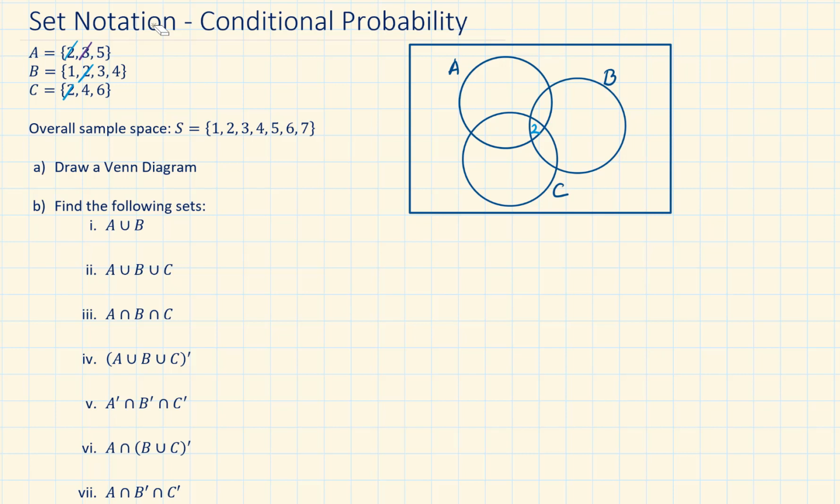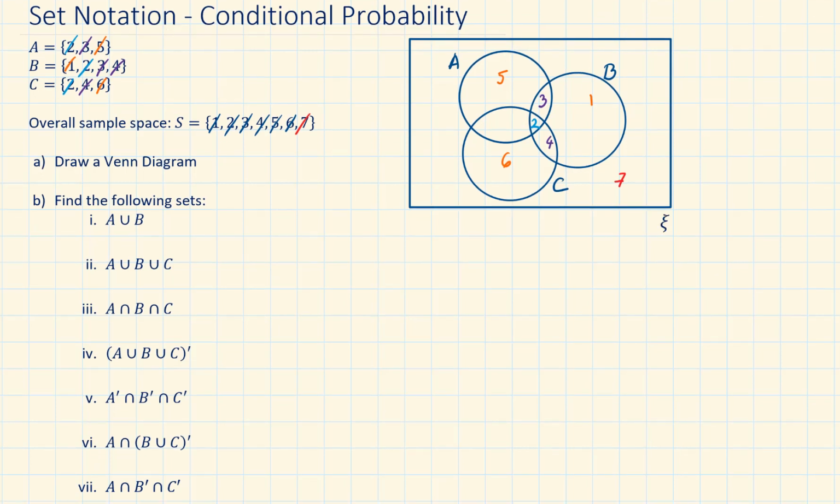The number 3 only shows up in the sets A and B. We will place it in the overlap of A and B, but not in C. Number 5 only shows up in A, so we will place it accordingly, and so on, until we fill in all the values of the Venn diagram.